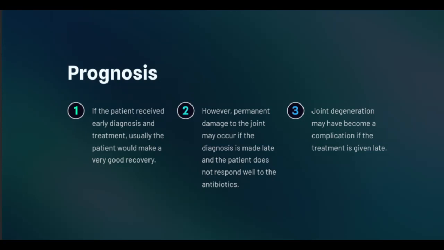Yet, amidst the triumphs of proactive intervention, we confront the specter of permanent joint damage, a specter that looms large in the shadows of delayed diagnosis and inadequate response to antibiotic therapy. Joint degeneration emerges as a harbinger of complications, a stark reminder of the toll exacted by the relentless advance of infection in the absence of timely intervention.